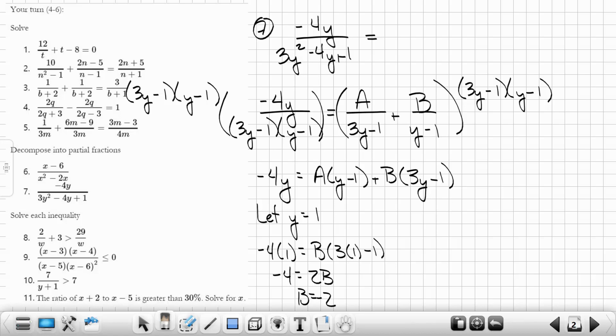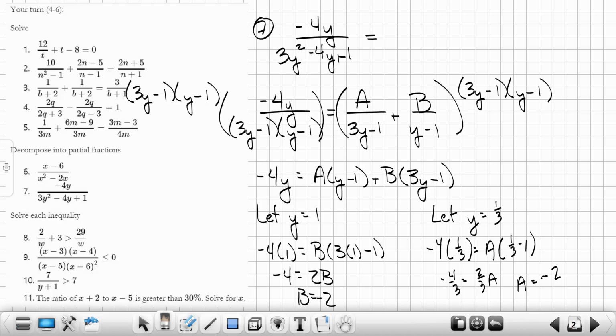Now to cancel this one, I need to let y be 1/3 to cancel out my b. So I'm going to get -4 times 1/3 is equal to a times 1/3 minus 1. So I get -4/3 is equal to 2/3 of a. Well, that just means a is also -2.